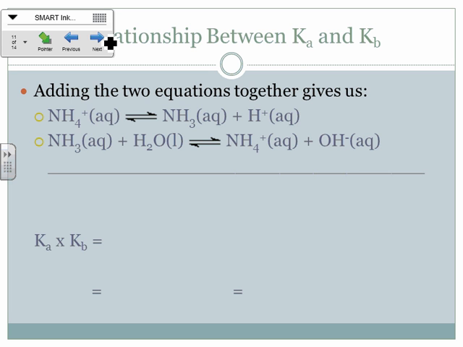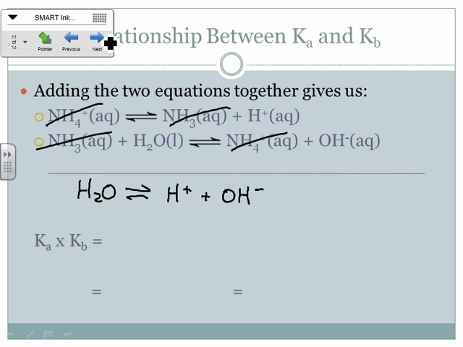No, not the H2O. NH3, definitely, that's on both sides, and the NH4 plus, right? So then what we end up with here is H2O in equilibrium with H plus and OH minus, right? Now, when we add two equations together, what do we do to their K's? We multiply them. So Ka times Kb, when we add these together, is going to give us, gosh, I'm going to have to remember what I wrote on the last.